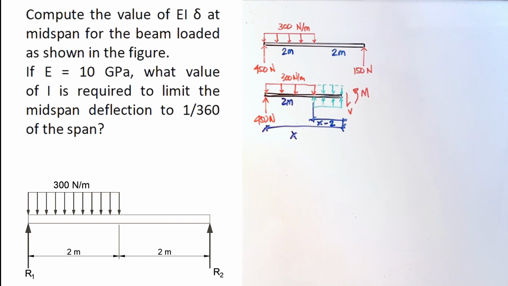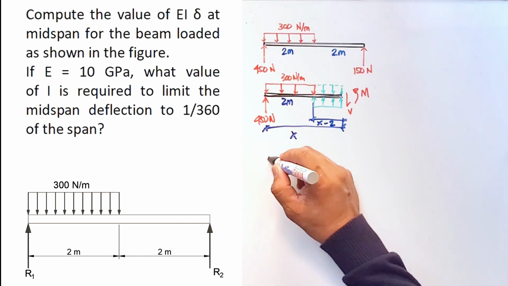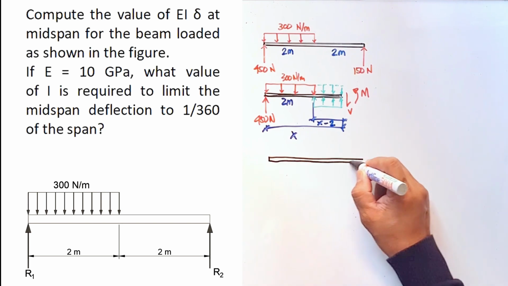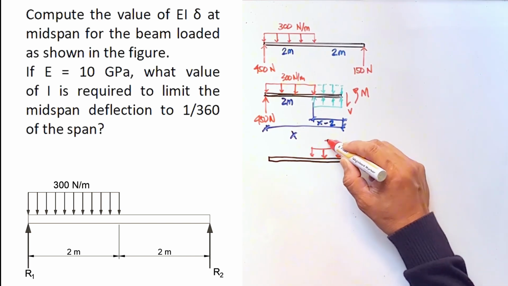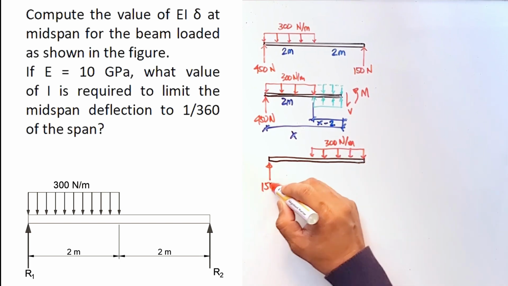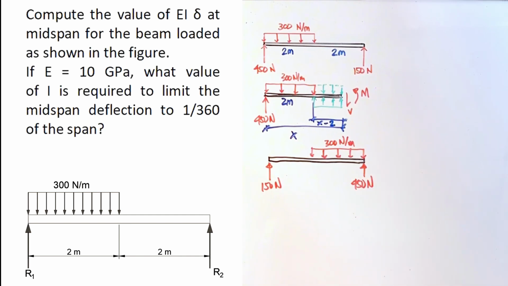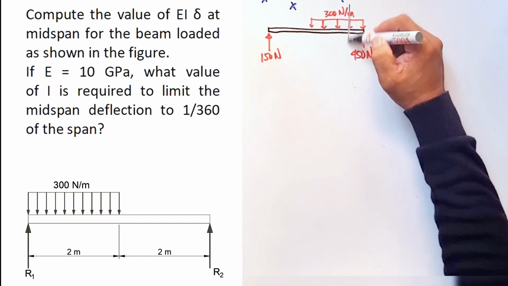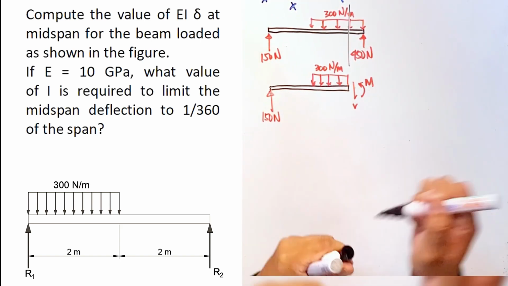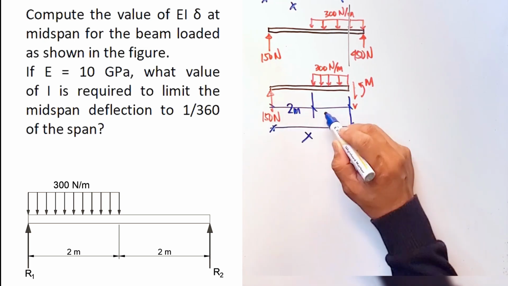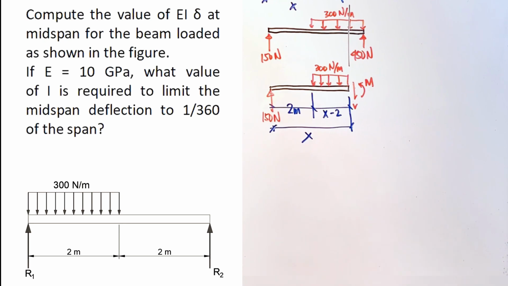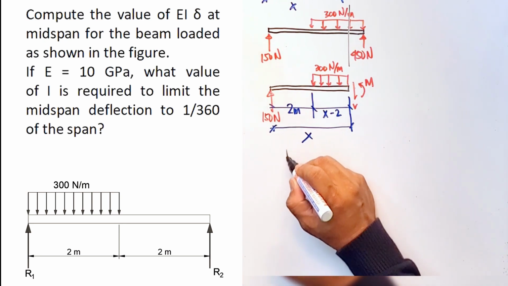Or I can also do this. I will mirror the beam so that the uniformly distributed load will be at the last segment. Since we are asked for the midspan deflection, I should have the same answer for the midspan deflection even though I have flipped or mirrored the beam, right? But here, I don't need to add this and subtract this one because I'm going to cut here. What I have will be this one. With this, I can easily write the moment equation.